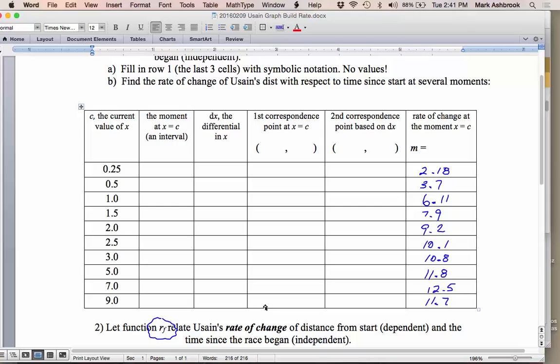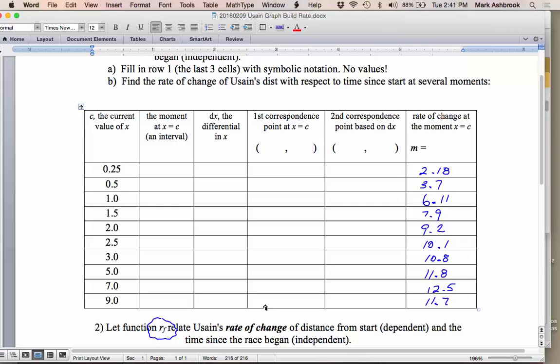Go. Can you do it? You're just plotting these 8 points. Same x values, new y values, which are rate of change instead of distance. You're plotting those points. Is the task clear? It's an easy task, but it won't be easy if you don't understand the task. Once the task is clear, this is easy.